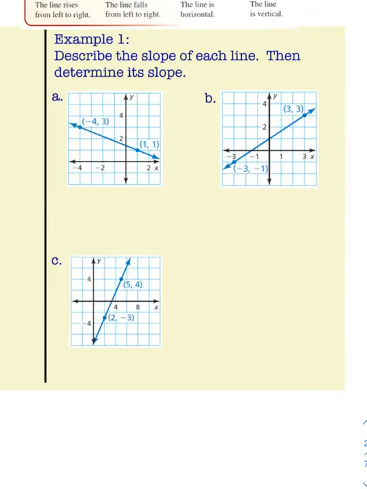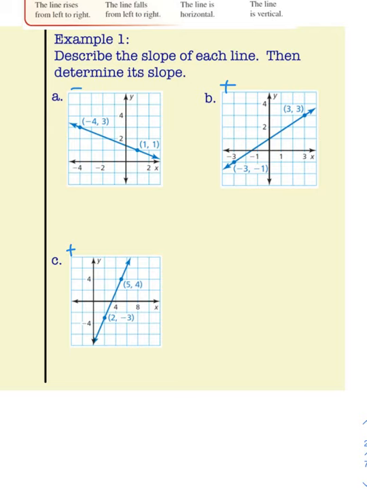All right, so let's start by describing our slope. We just looked at slope dude. We know if it's moving down left to right, it's negative. So example A has a negative slope. Example B moves up left to right, so has a positive slope. And same with example C. It's going to be positive, it moves up left to right.